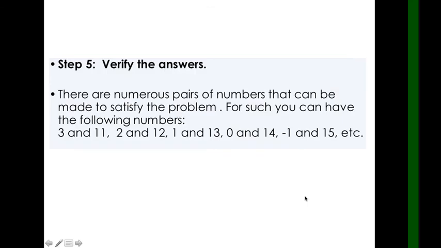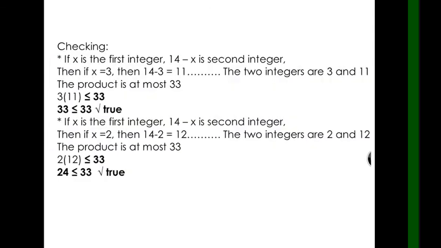To verify the answer, there are numerous pairs of numbers that can be made to satisfy the problem. For such, you can have the following numbers: 3 and 11, 2 and 12, 1 and 13, 0 and 14, negative 1 and 15, etc. So if x is the first integer, 14 minus x is the second integer. If x is equal to 3, then 14 minus 3 is equal to 11. The two integers are 3 and 11. So if you multiply 3 times 11, that answer is 33.